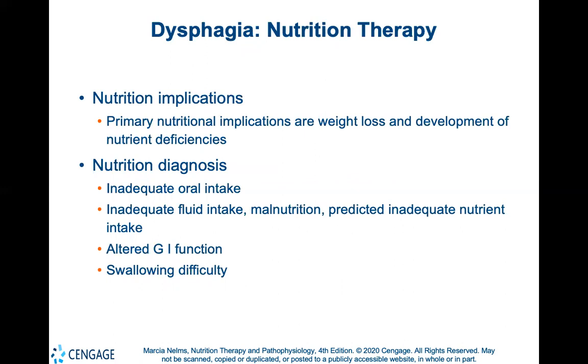The primary nutritional implications are weight loss and subsequent development of nutrient deficiencies that can result from inadequate dietary intake. Therefore, it is very important to accurately evaluate anthropometric measures and obtain as much information as possible regarding dietary intake and food patterns. Common nutrition diagnoses include inadequate oral intake, inadequate fluid intake, malnutrition, altered GI function, swallowing disorder, or swallowing difficulty.